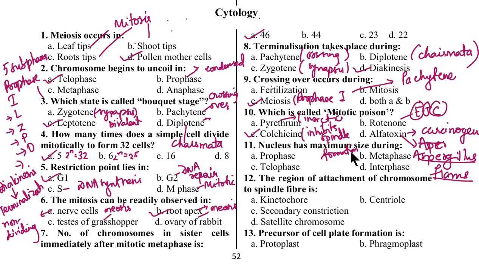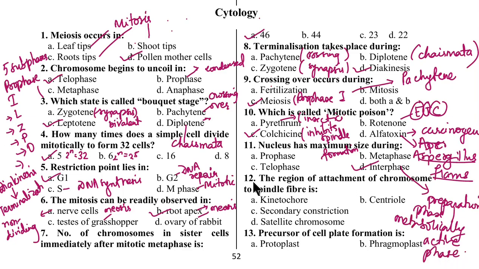And the nucleus has the maximum size during, obviously the answer is interphase, where its size is maximum, as interphase is also known as the preparation phase. It is also known as the metabolically active phase.